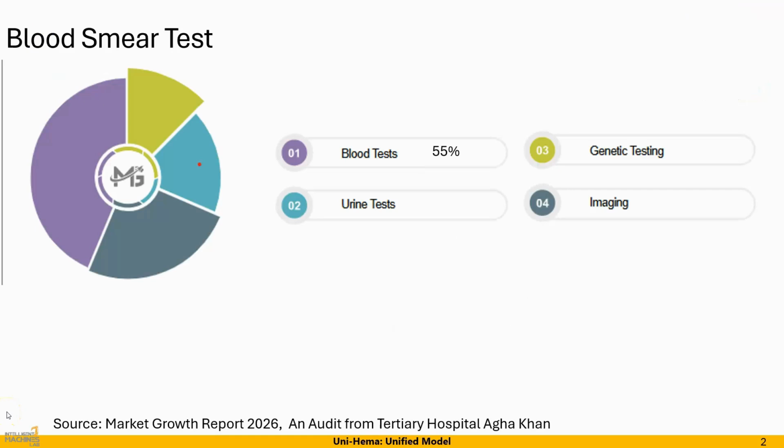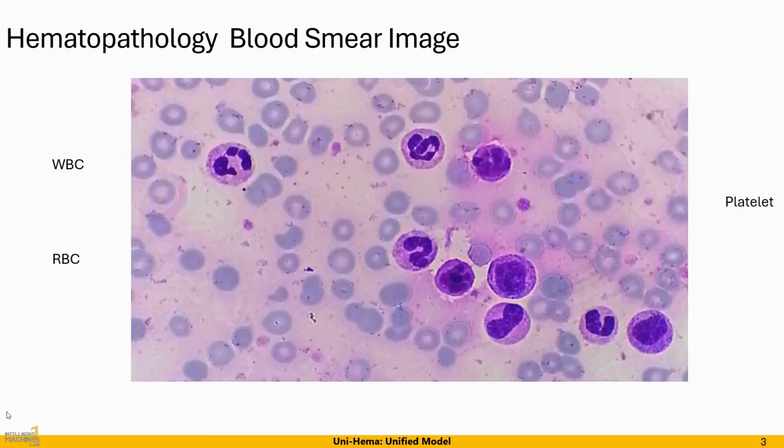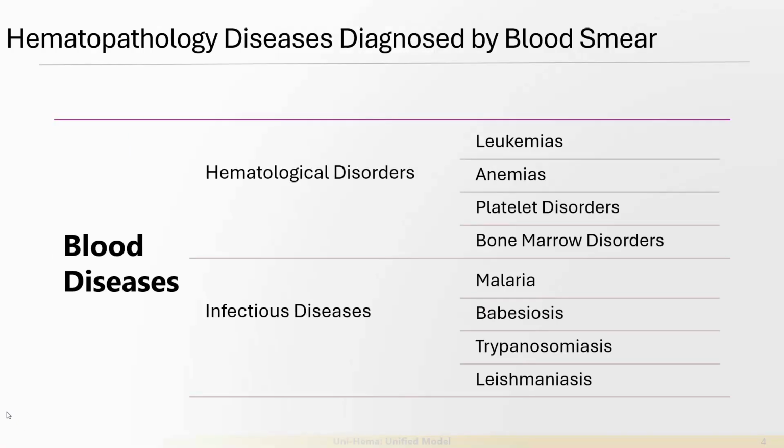All over the world, the percentage of blood-related tests conducted is approximately 55%. And from that 55%, almost 42% are blood smear slides analyzed further under the microscope. This is a complete field of view of a blood smear under the microscope. And in blood, we have three types of hematological components. The first one is the white blood cells, the second one is the red blood cells, and the third one is the platelet.